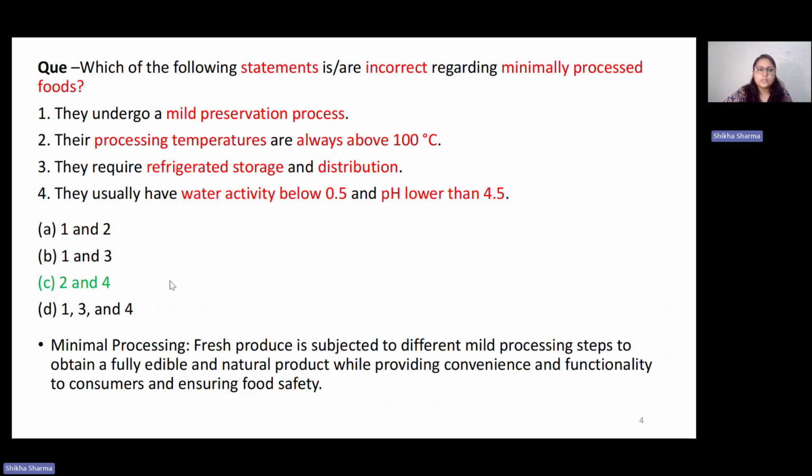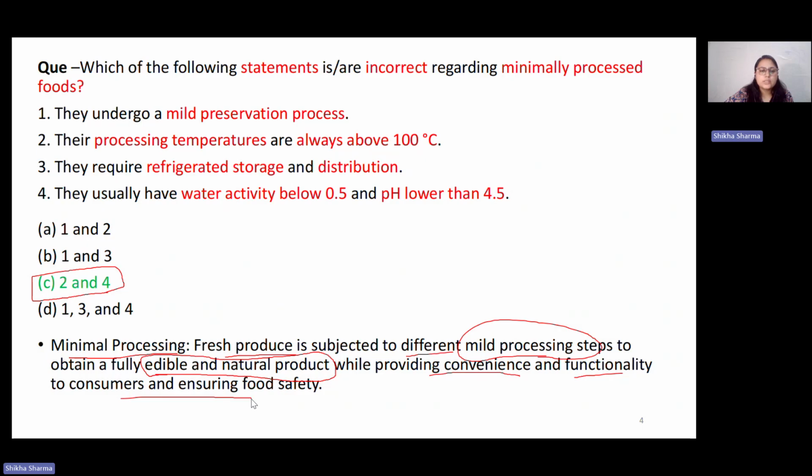Okay, so let's see the answer. Statements 2 and 4 are incorrect here. So let's first understand what minimal processing is. Minimal processing is when fresh produce is subjected to different mild processing steps to obtain a fully edible and natural product while providing convenience and functionality to the consumers and ensuring food safety.